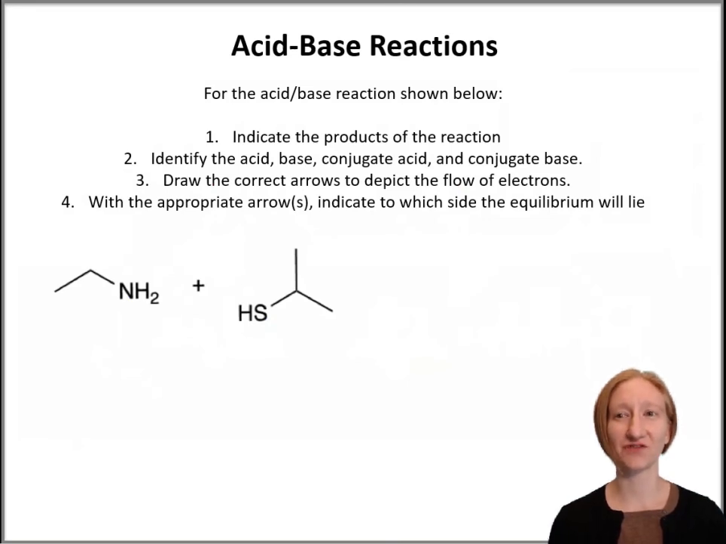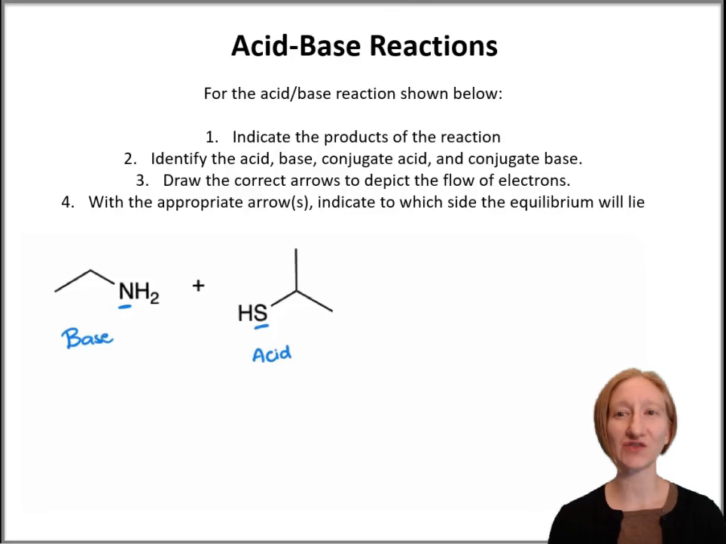To start, I need to figure out which of my reactants is the acid and which is the base. And I can do that using our trends. Sulfur is larger than nitrogen and is to the right of nitrogen in the periodic table. So sulfur should generate the better acid because sulfur is better able to stabilize the resulting negative charge in the conjugate base.